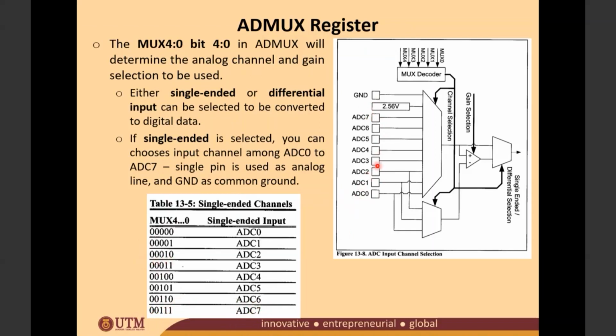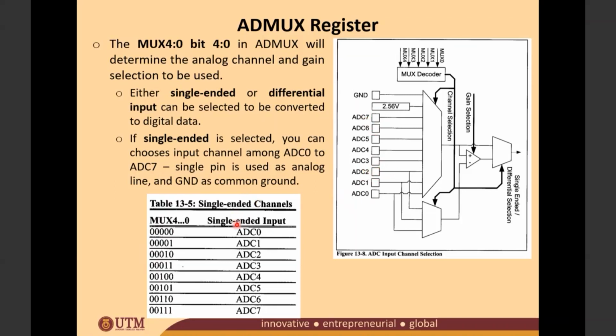So what happens here is whatever value is coming from channel 7 will not be processed for the analog to digital conversion. Only the value from the selected channel will go through the ADC conversion. This is for the single-ended inputs.